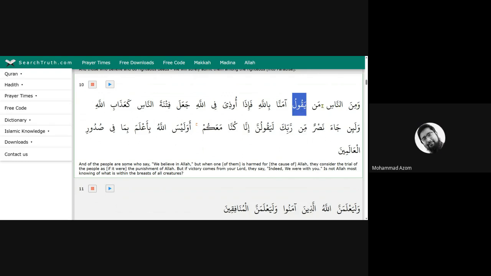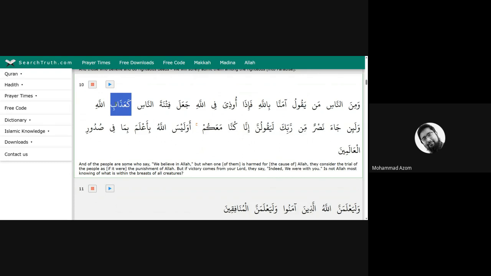So from the people, whoever says, man yakulu, whoever says, amanna, amanna means to believe, billahi. So we believe in Allah. Faiza ujiya, so this is a different word, fillahi, in Allah. Ja'ala, past tense or present tense? Past tense, like nasara, ja'ala. Fitnatan nasi. What does fitnatan nasi mean? Fitna means trial. Trial of people. So what is the relationship? Mudaf mudaf ilayh, right? Very good.